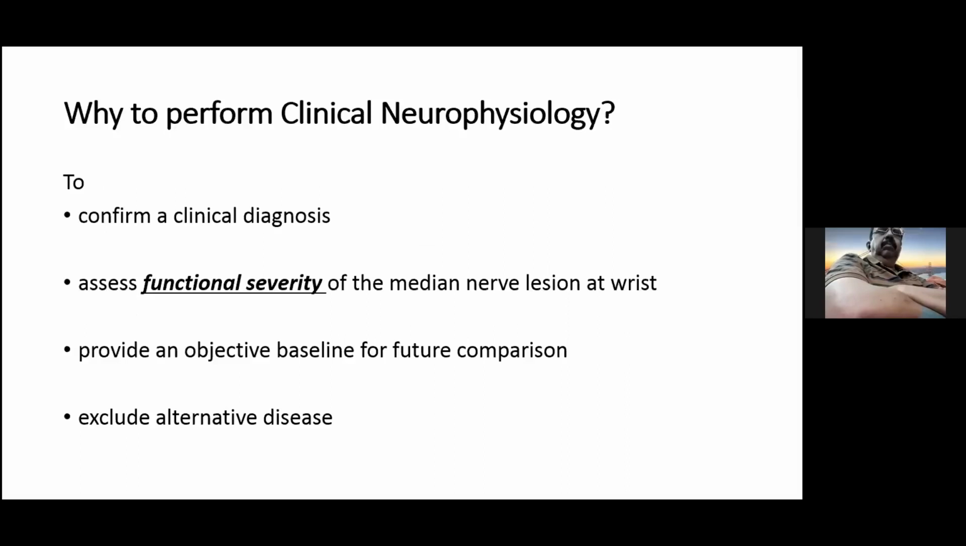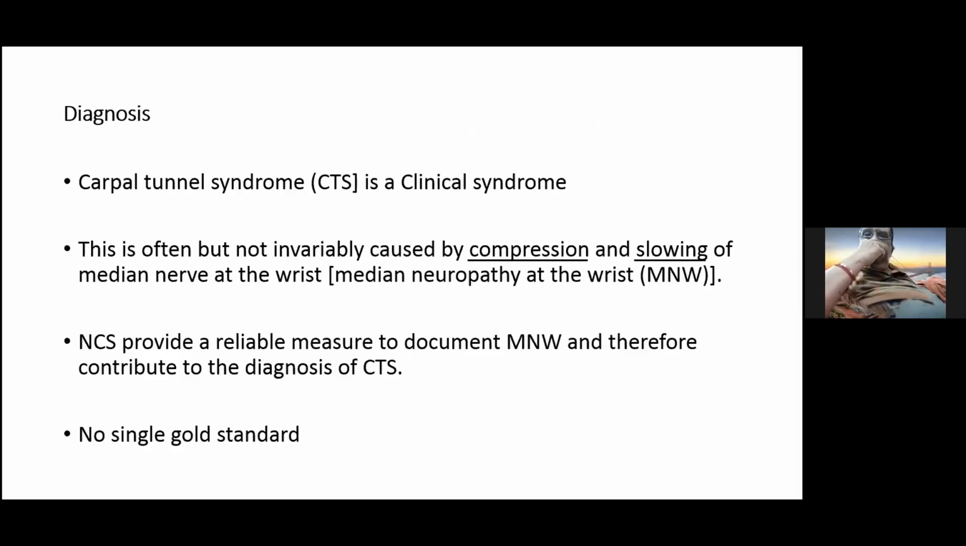So, first of all, why perform clinical neurophysiological testing in carpal tunnel syndrome? This testing helps to confirm the clinical diagnosis, and it helps to assess the functional severity of the median nerve lesion at the wrist, and provides an objective baseline for future comparisons. And it also helps us to exclude alternative diseases which can mimic carpal tunnel syndrome or coexist with it. So as we all know, carpal tunnel syndrome is a clinical syndrome.